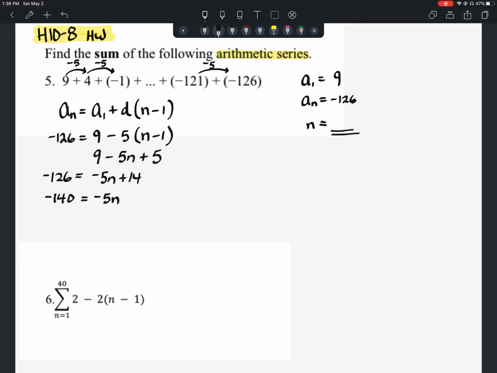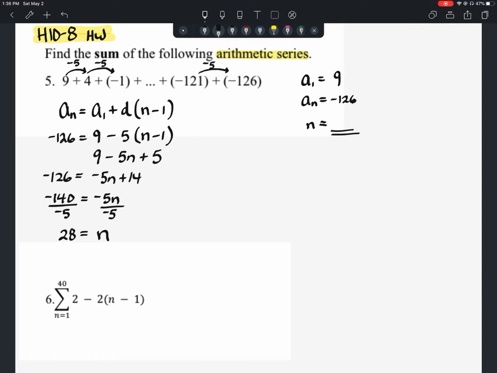And now, when we divide by a negative 5, it goes into negative 140 28 times. So there's 28 terms in this series. Remember, if you get a decimal there, then you made a mistake somewhere, and you need to make sure you're going back and finding that before you move on. You can't have a partial term here in a series.